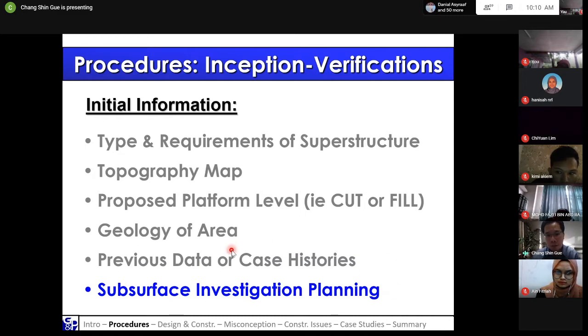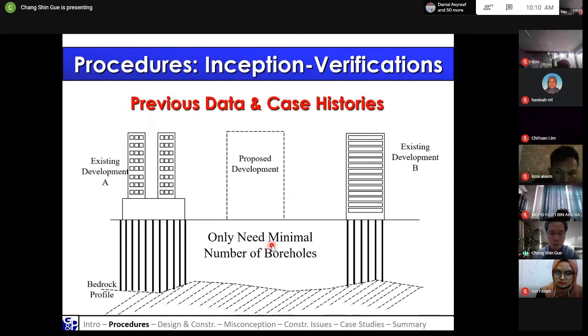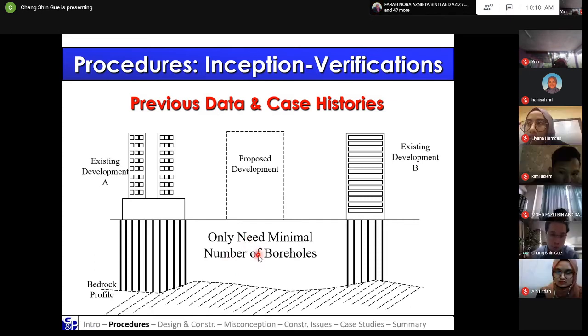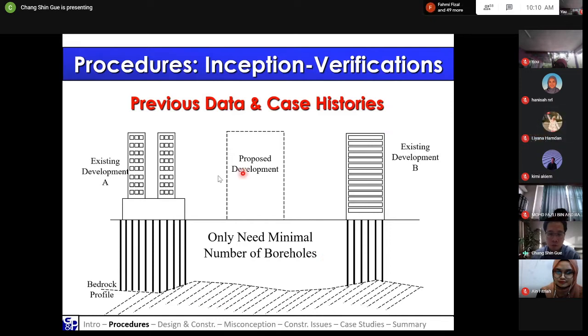So in terms of previous data or case history, for example, in the middle is your proposed development. Now if you have information from an existing development, let's say next door, so you know what kind of soil profile and what kind of foundation they have used, then if you want to develop this site, you probably need fewer boreholes during your SI. If not, then you probably need more because you do not know what's actually underneath or next door.